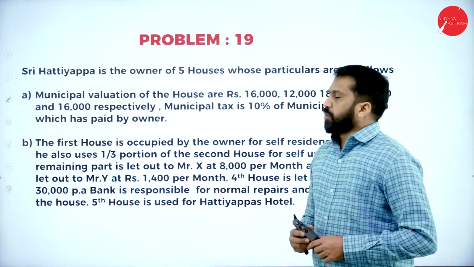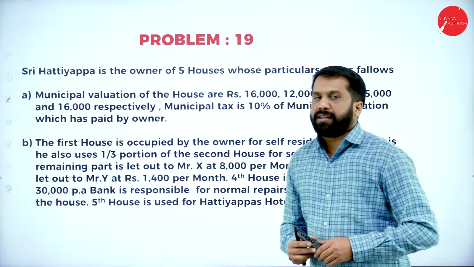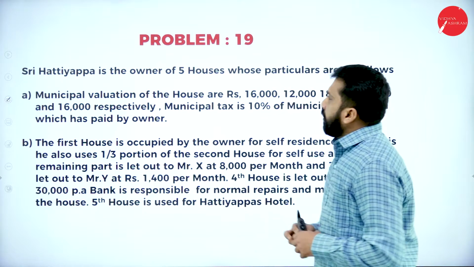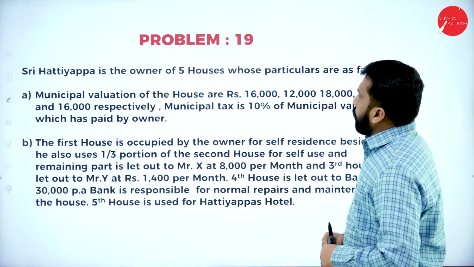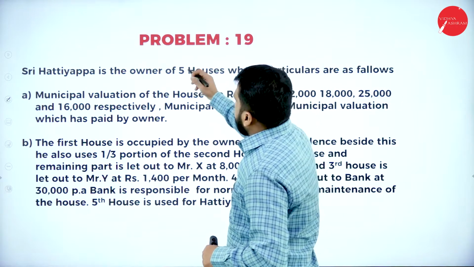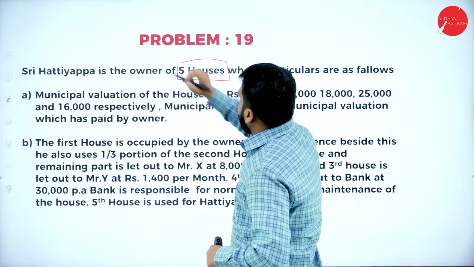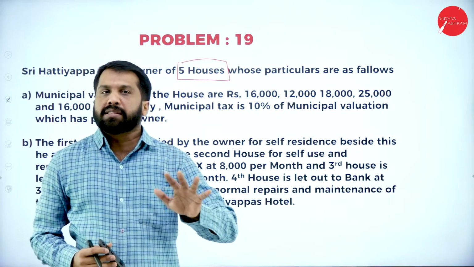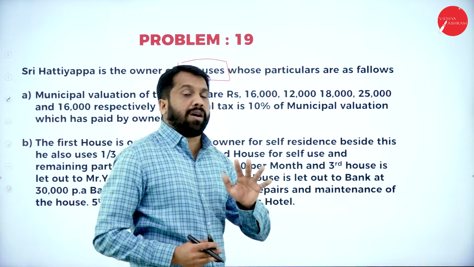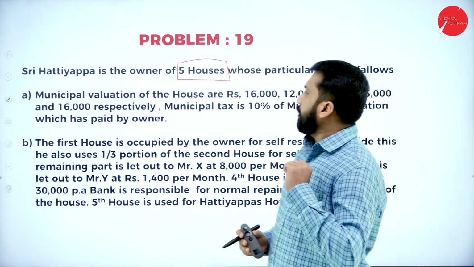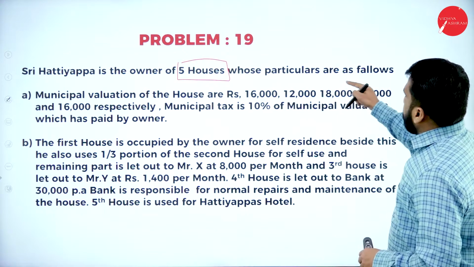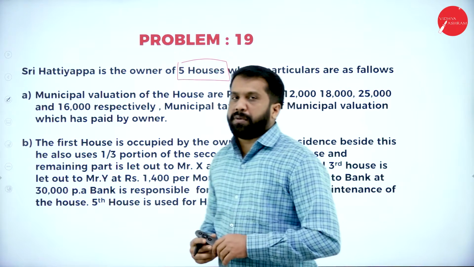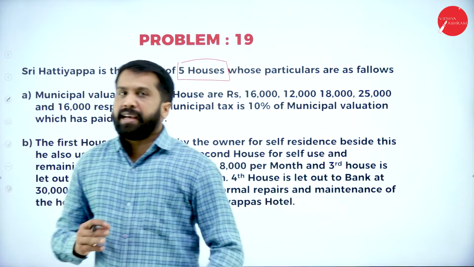This will be your question. Before we start, we will understand what your question is first. Now, Sri Hattiyappa is the owner of how many houses here? He is the owner of 5 houses. So, how many houses are there? 5 houses. We have to calculate for all 5 houses. Now, his particulars are as follows. One by one he has given information, so we have to go carefully.